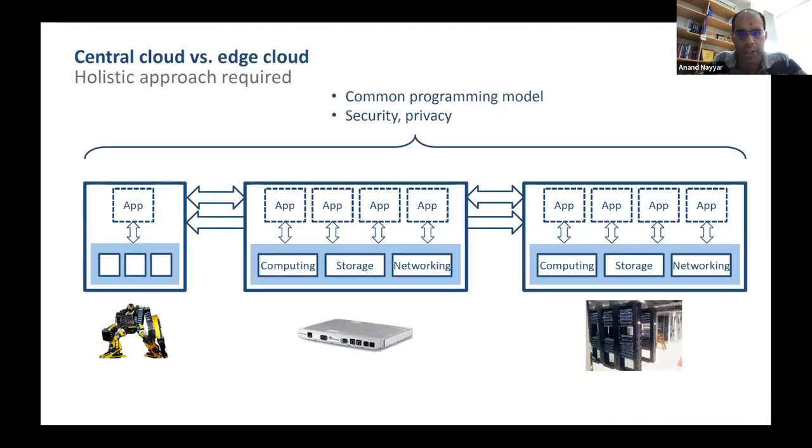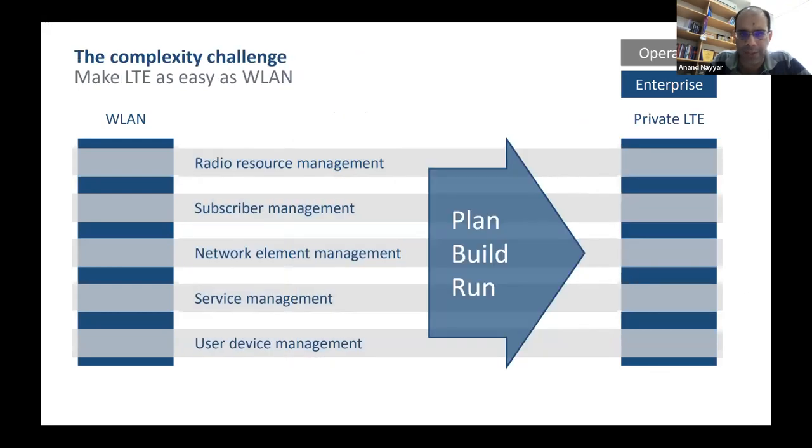And so I would like to wind up the lecture now with central cloud versus edge cloud. You can see there is an application and there is a general cloud computing with only computing capability, storage and networking. But with mobile edge computing, you can add one extra layer where you can have the programming model and the security and privacy model that you can see.